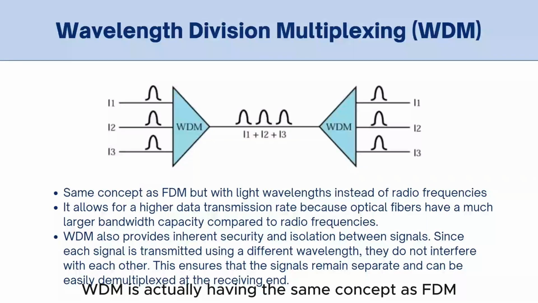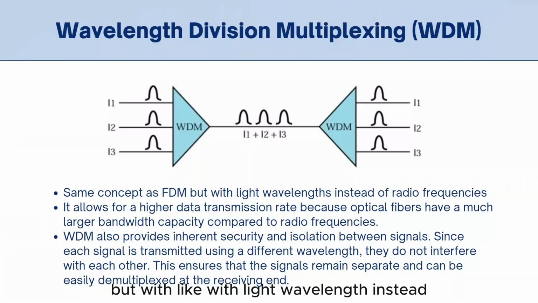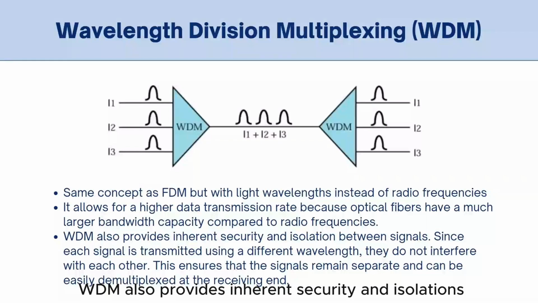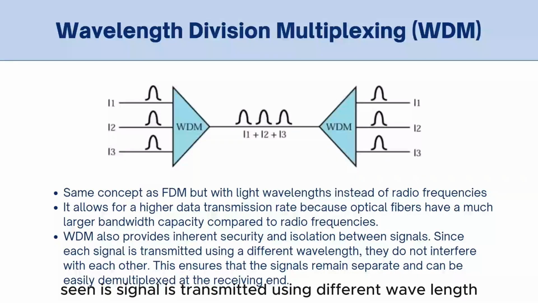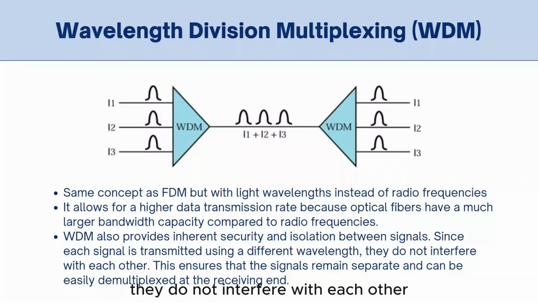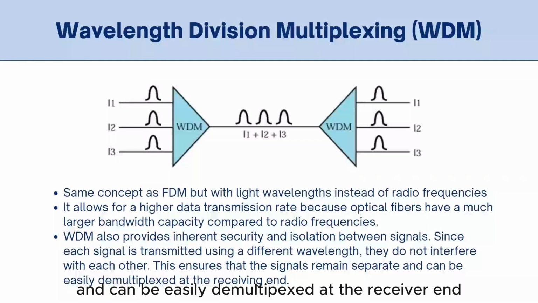Now we will go into the second type of multiplexing method, which is wavelength division multiplexing, in short WDM. WDM has the same concept as FDM, but with light wavelengths instead of radio frequencies. It allows for a higher data transmission rate because optical fibers have a much larger bandwidth capacity compared to radio frequency. WDM also provides inherent security and isolation between signals. Since each signal is transmitted using a different wavelength, they do not interfere with each other. This ensures that the signals remain separate and can be easily demultiplexed at the receiver end.